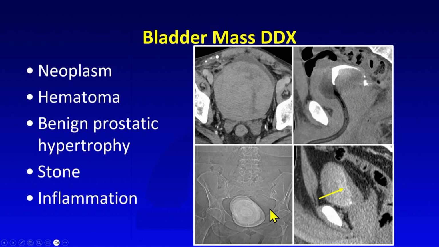This is a huge stone that basically has replaced the lumen of the entire bladder, so you can get really bizarre looking stones. And also inflammation. In this case, you have this very asymmetric bladder wall thickening along the posterior wall that may make you worried about cancer. So that's why they went on and did a biopsy. And it turned out to be cystitis cystica, which is a chronic inflammatory condition. So there is a differential for bladder mass.